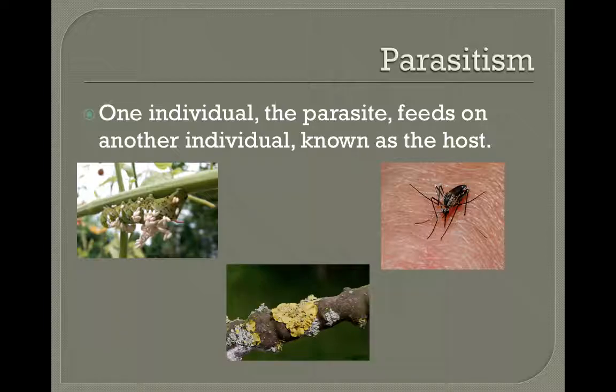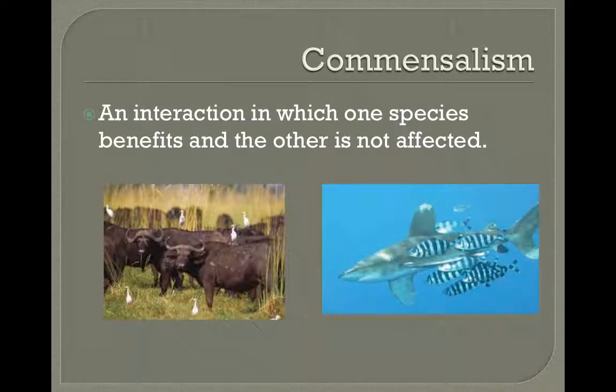We see the mosquito on human skin seeking food from the blood of the human. And we also see a tree as a host for different species of lichen. Commensalism is another important relationship. This is an interaction in which one species benefits and the other is not affected at all.